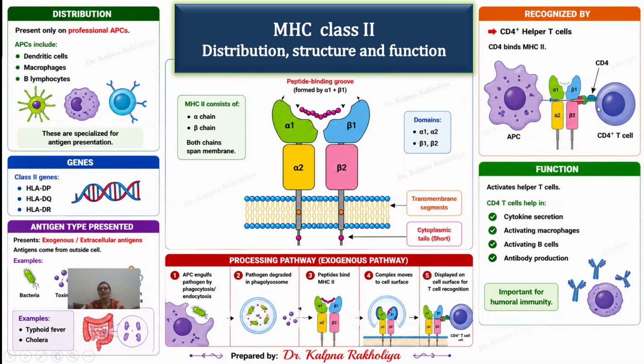After interaction, this T helper cell will secrete cytokines, activate macrophages, and activate B cells, and ultimately the B cell produces plasma cells, and plasma cells secrete antibodies. So basically we call it important for humoral immunity.